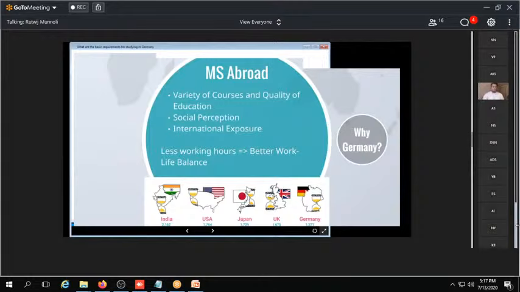So in India, engineering master's degrees are pretty good, but only in some premium class institutes like IITs or NITs, which have a very limited number of seats in any given academic year. So in this case, the demand outweighs the supply in India actually.